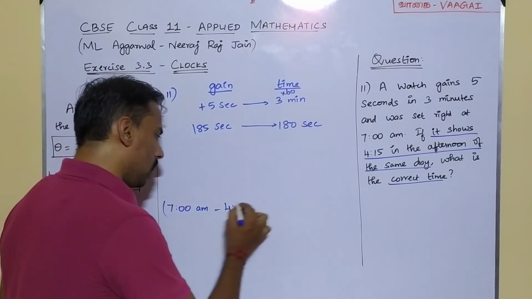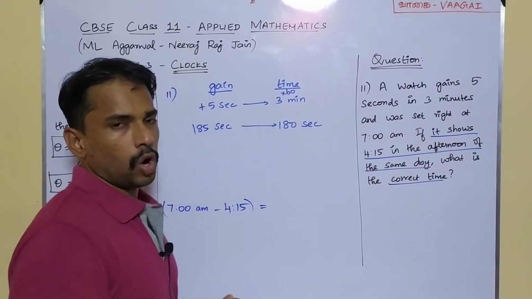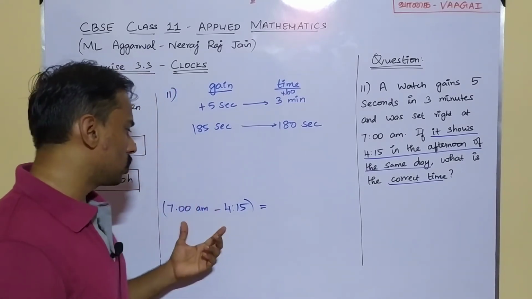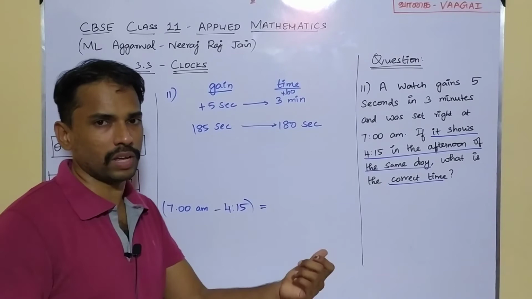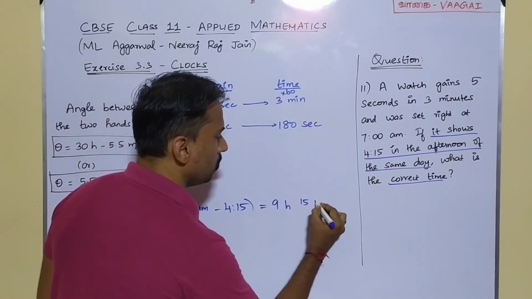Let us now see how much duration this is. From morning 7 a.m. to evening 4:15, how much duration is this? This is actually going to be 9 hours and 15 minutes. Is it or not? So this is going to be 9 hours 15 minutes.